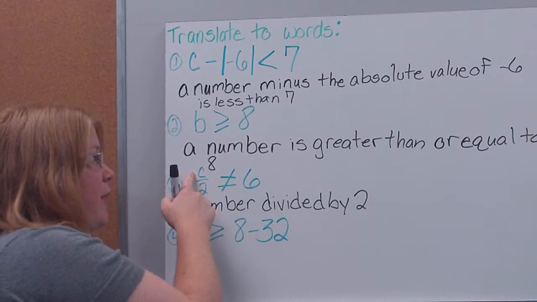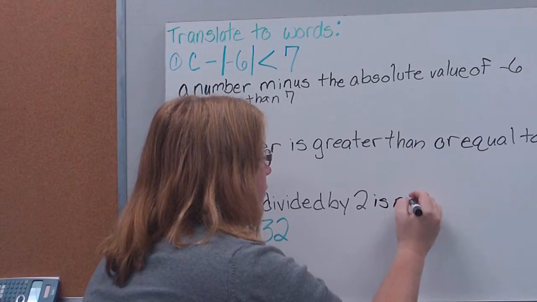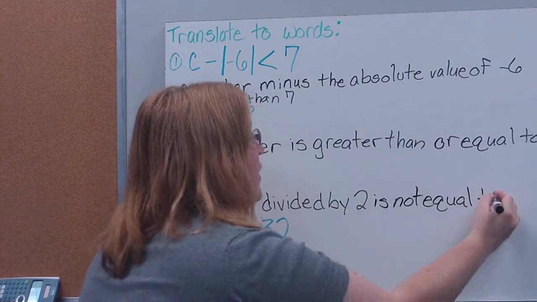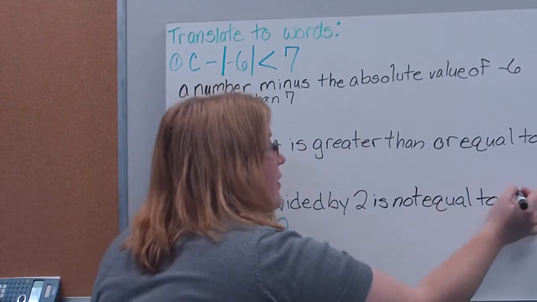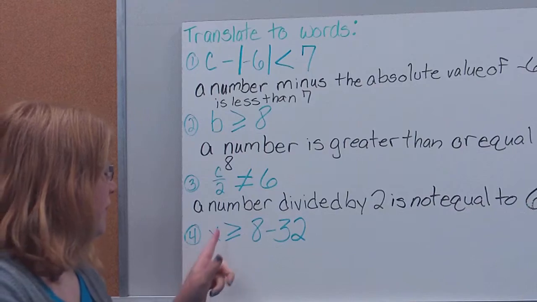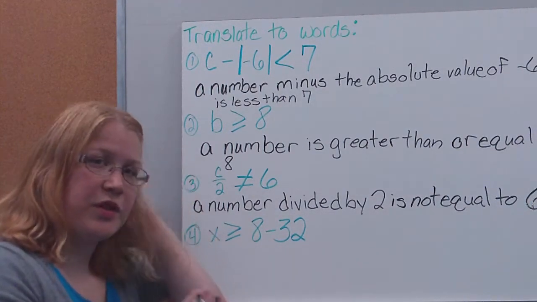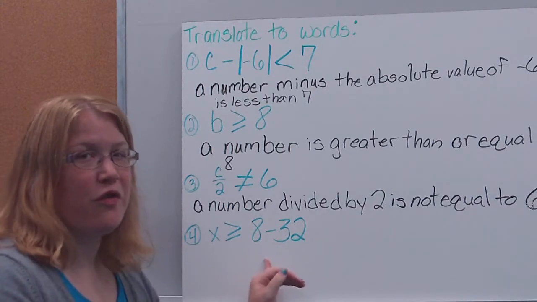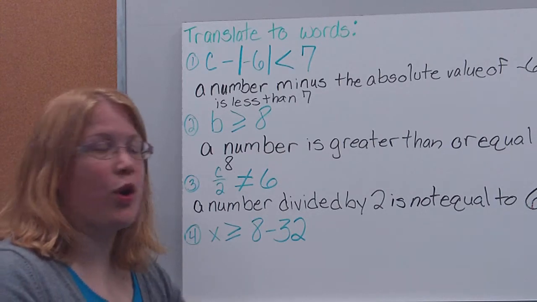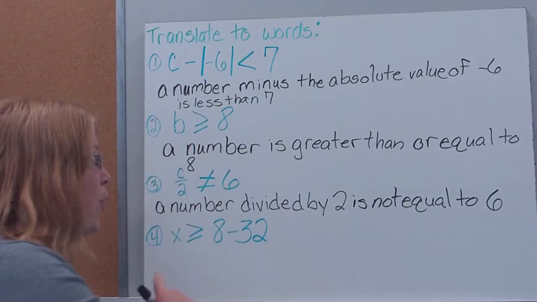So I've said this part, a number divided by 2. This sign here, remember, means is not equal, or does not equal, is not equal to 6. All right, our last one here, and what you'll notice is we could, if we were actually trying to solve or simplify this mathematically, I could do the math over here, but that's not what we're doing right now. Right now I just want to be able to translate from words to mathematical phrases and whatnot. So we're just going to write this out.